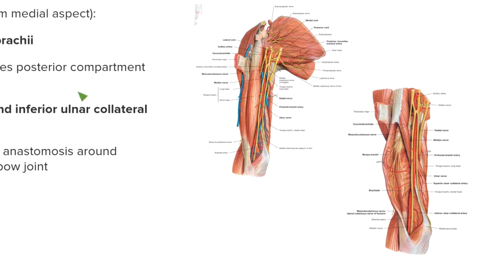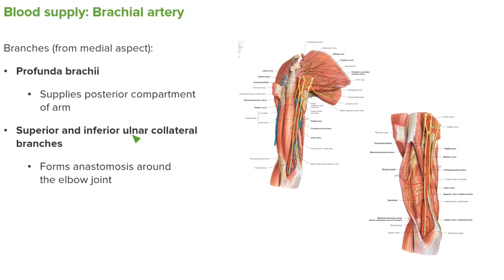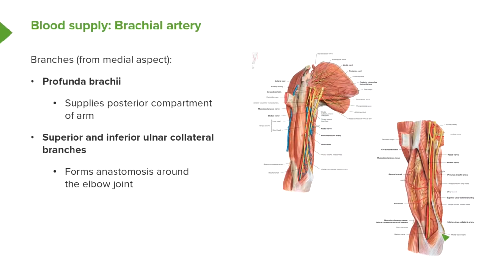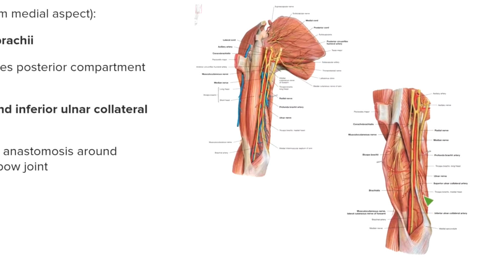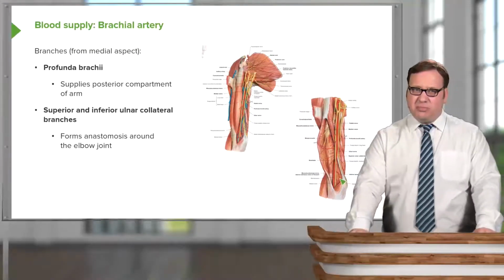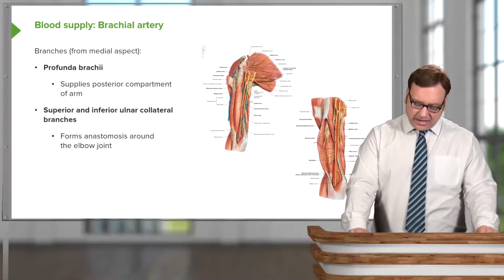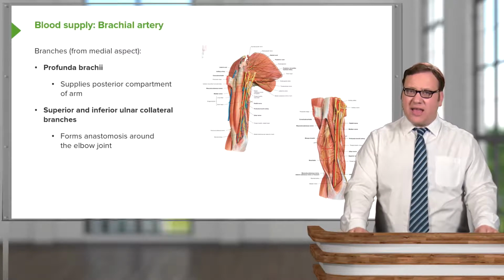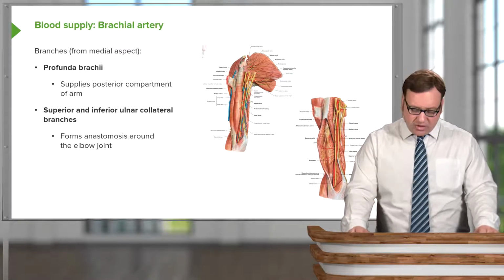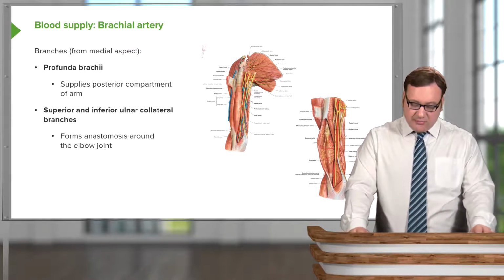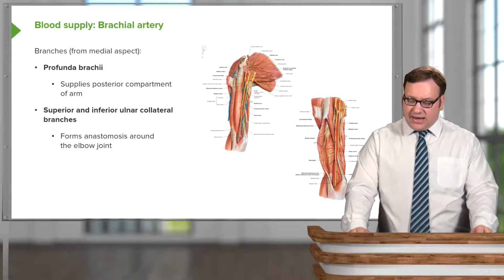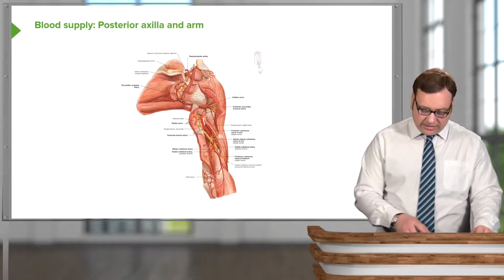But it also gives rise to some superior and inferior ulnar collateral branches, and we can see these coming here. We can see a superior ulnar collateral artery running down, and we can see an inferior ulnar collateral artery. And these arteries are important as they're going to form anastomoses around the elbow joint. And we'll see that when we look at the elbow joint in more detail. But some of these branches come from the brachial artery. These are the superior and inferior collateral branches.